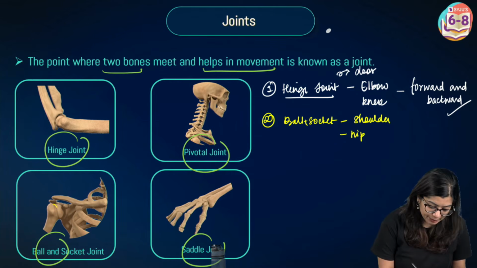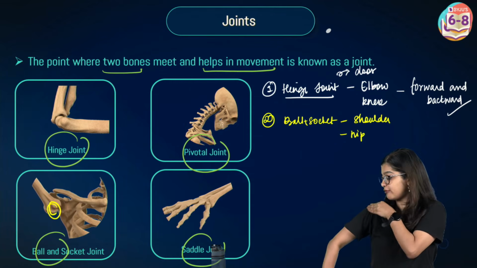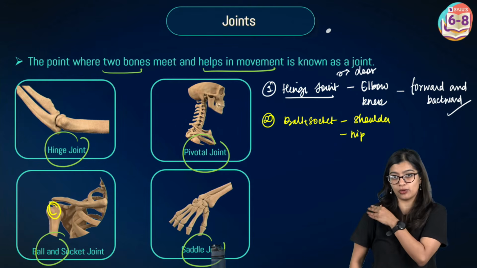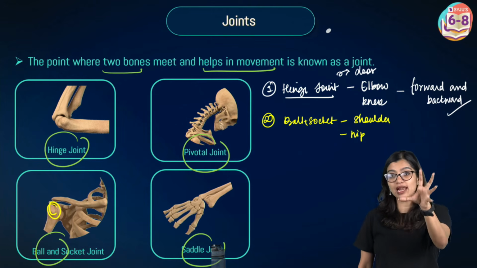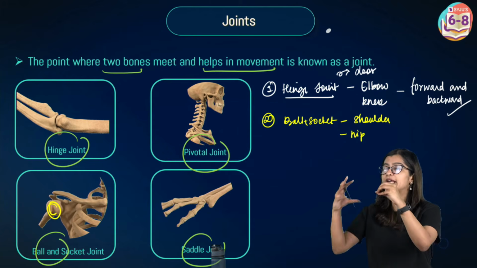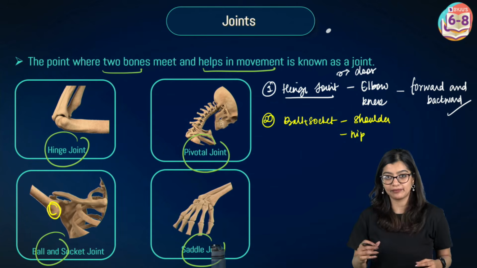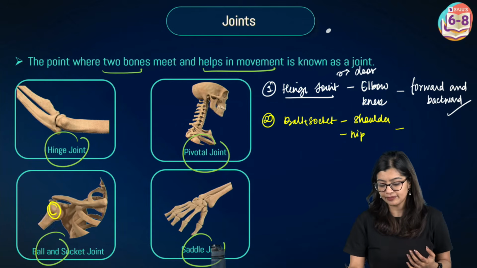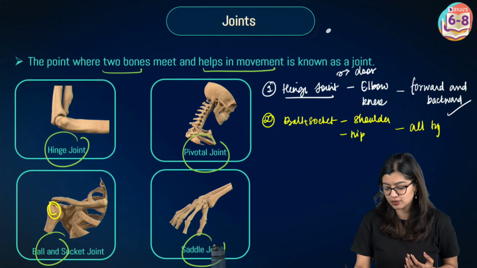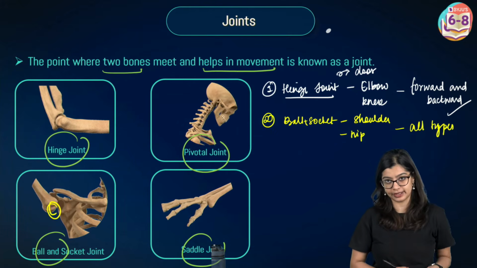This is because the ball that is there, let's say in the humerus bone, right? So we see that there is a ball-like structure present in one bone which fits onto a socket. Hence the name ball and socket. And we see that all types of movement are possible here.